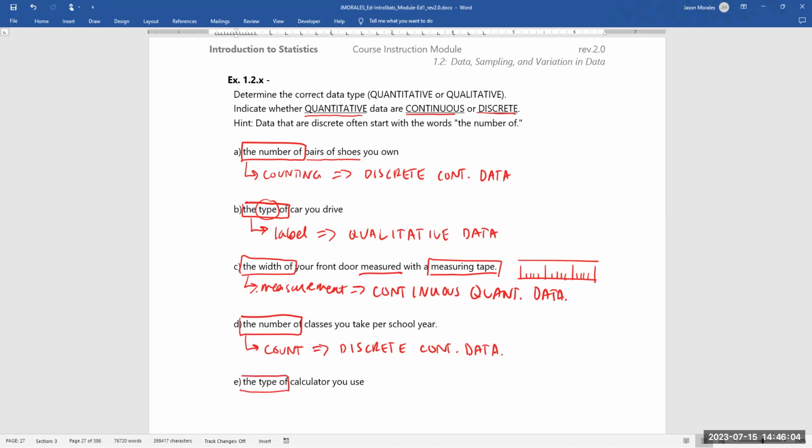Okay, E, the type of calculator you use. So the type of, that appears to be the description of a label. And so type of calculator could be graphing or non-graphing. The type could also maybe be the manufacturer, so Texas Instruments versus Casio, for example. And because it is a label, this is going to be qualitative data.